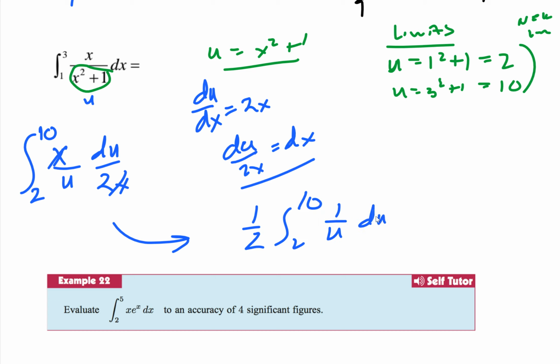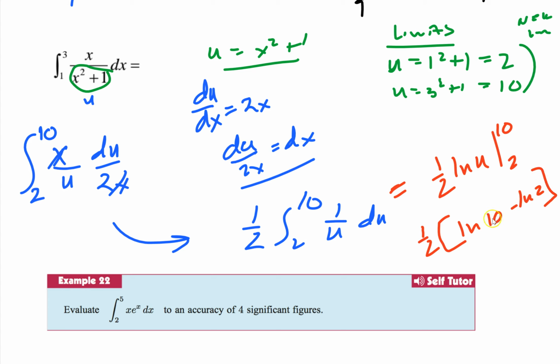Remember, the benefit of changing your limits is that I don't have to worry about plugging my u back in. I just integrate this and plug it in. So you integrate this, natural log from 2 to 10, and then there you go, plug that in. 1/2 natural log of 10 minus natural log of 2.